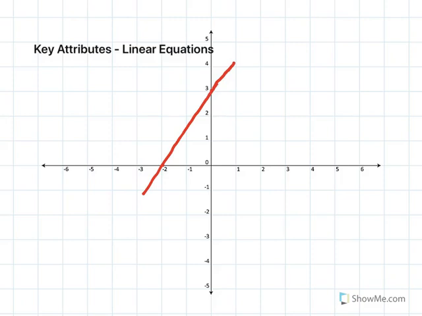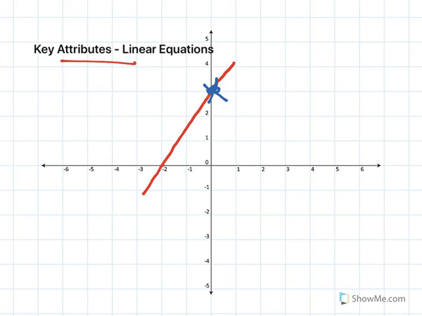In looking at a line on a graph, so basically the graph of a linear function or a linear equation, there are three key attributes that I need to know, or there are three key attributes that I should know about this particular line. Some of them I don't need all the time, just depending on the scenario that I'm given, but basically there are three key attributes. The first is the y-intercept. That is the point at which the line crosses the y-axis.